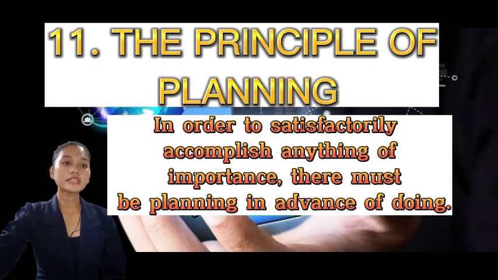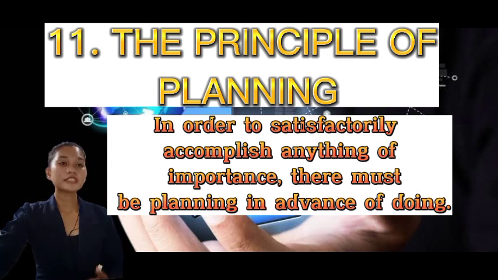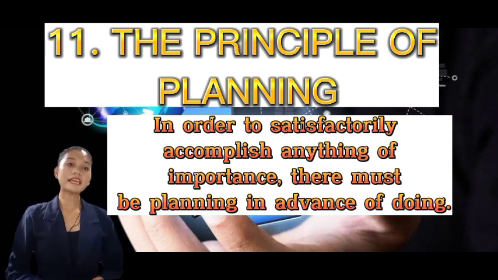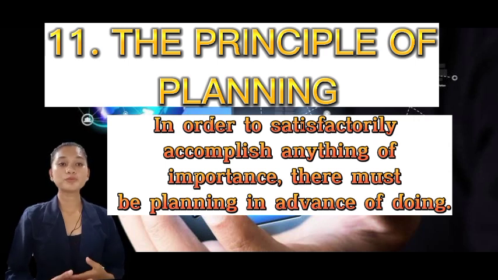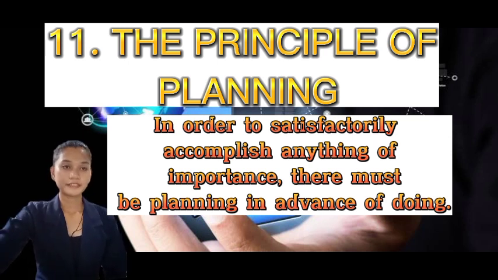And the 11th principle is the principle of planning. In order to satisfactorily accomplish anything of importance, there must be planning in advance of doing so. Planning involves making a decision as to what should be done, how much time it should take, and where it should be carried out. In an office or factory, where much of the work is routine, planning can be carried to a greater degree of refinement than in a shop where the orders of customers are individually made. So, planning.